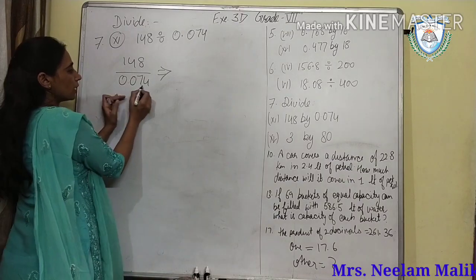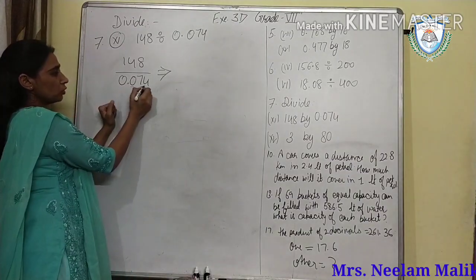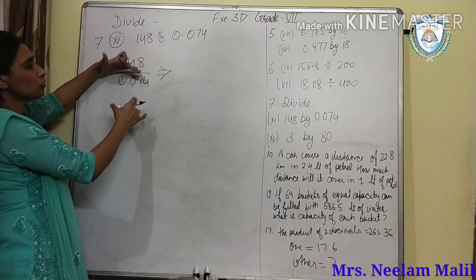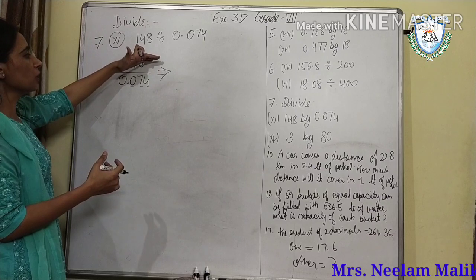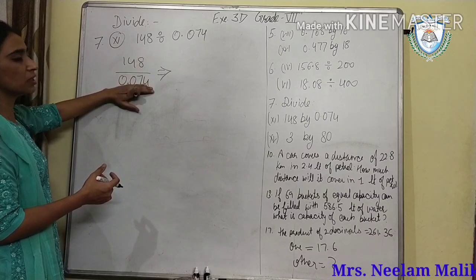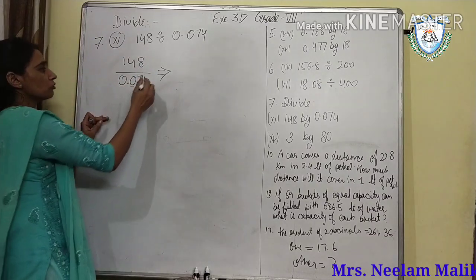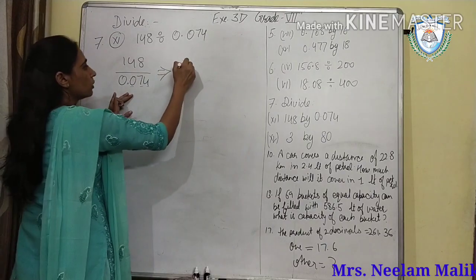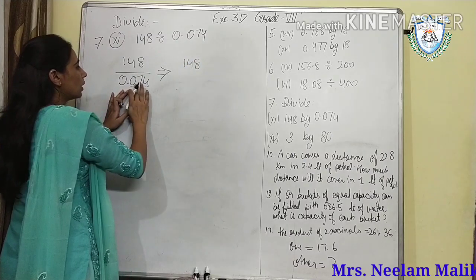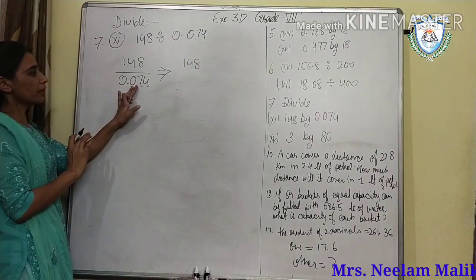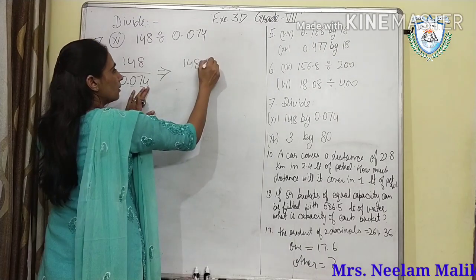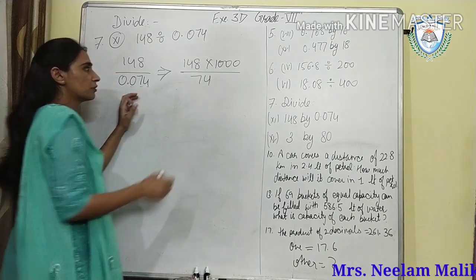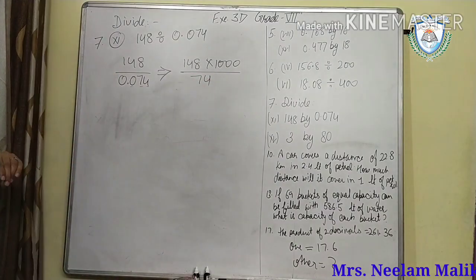Here, after the decimal there are 3 digits: 1, 2, 3. So if the number is a denominator, then you will multiply the numerator. If the decimal is in the numerator, then you will multiply the denominator with the multiple of 10, and that will depend on the decimal point. So here 148 and 1, 2, 3. So I'll multiply this with 1000, and here is only 74. Now cut this number.